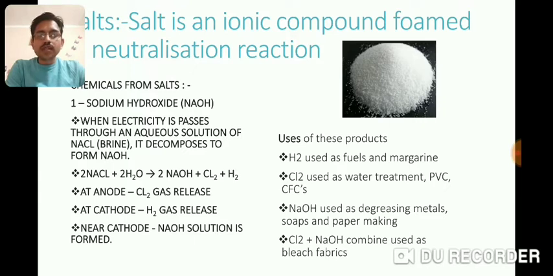Chlorine is used as a disinfectant, for the preparation of bleaching powder, for PVC, that is polyvinyl chloride, used for making plastic pipes, and CFC, chlorofluorocarbons. NaOH, caustic soda, is used in the preparation of soap, detergent, as well as in artificial fibers and in the preparation of paper. Chlorine combines with NaOH to form household bleach, which is used for bleaching cloths and paper in paper industries.